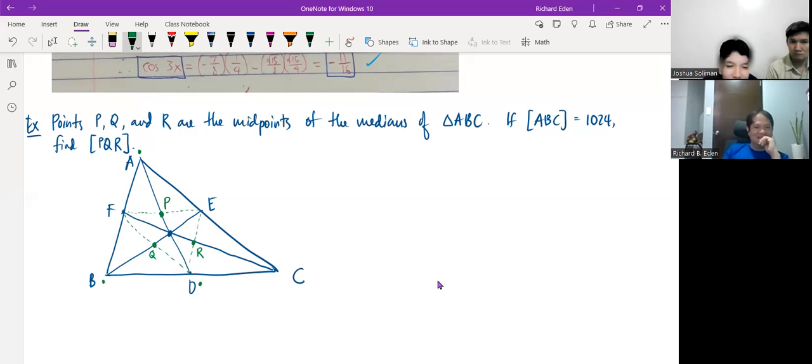Yes. But how can we prove that FP is congruent to PE? Pag-isipan mo. If BD is congruent to DC because it's the midpoint.